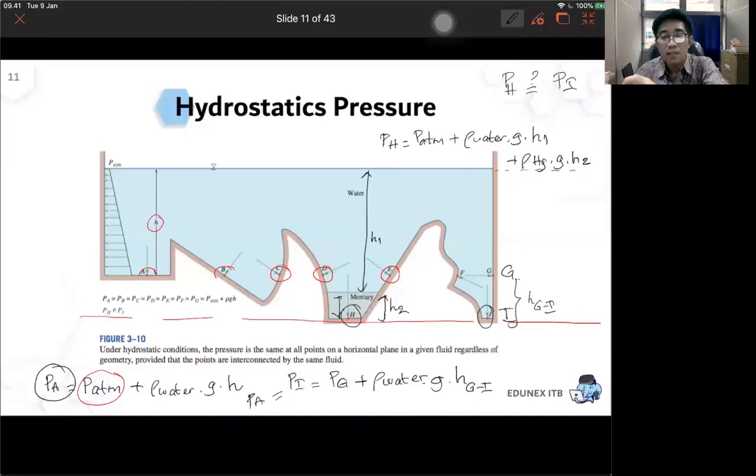Kebalikannya, if the 2 positions have different height or depth, or if these 2 positions or locations are not in the same type of fluid, then the pressure is different.